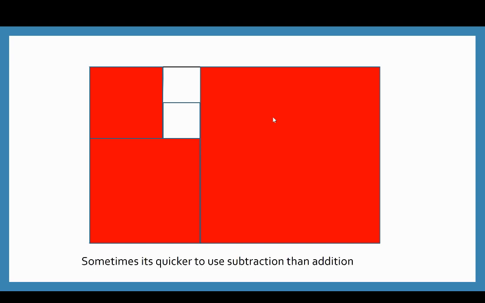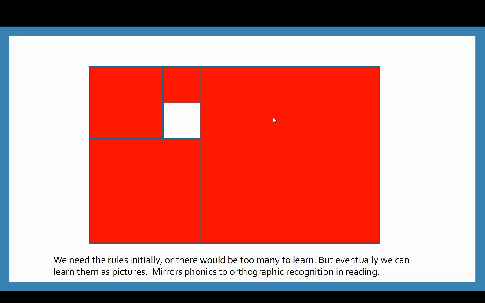Because by now it's easier to use subtraction than addition, because I know the whole thing is 12. Take away 2, 10. Also 10. 12 take away 1, 11. That's another one. See that pattern there? Really easy to remember. You can just recognize that automatically.